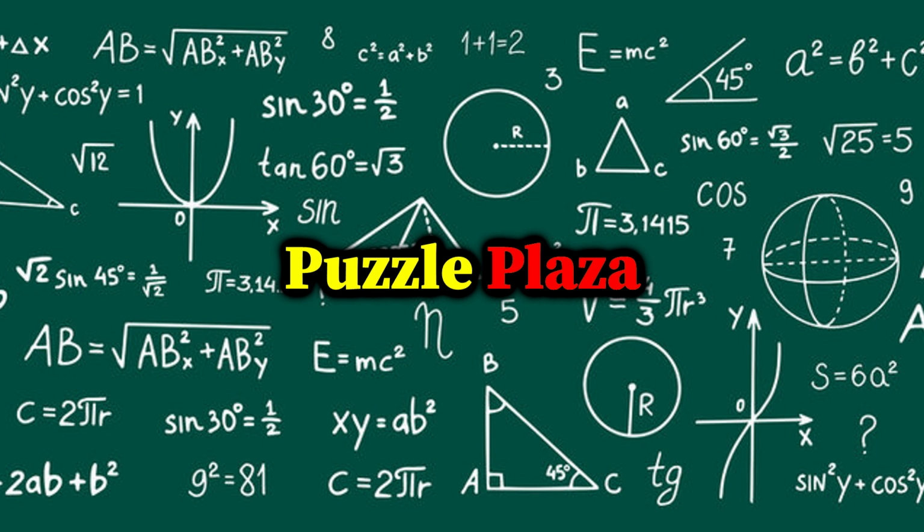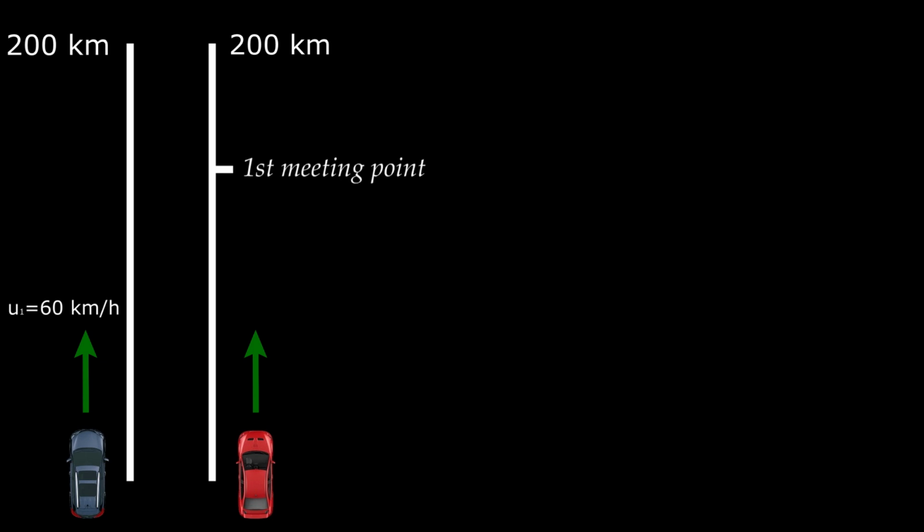A physics problem this time. Two cars drive up and down two parallel dead-end roads, the length of which is 200 kilometers. The two roads are at the same height, and both cars start driving from the same end of the road at the same time. The first car's speed is 60 kilometers per hour. The distance between their first meeting point and their second meeting point is 30 kilometers.